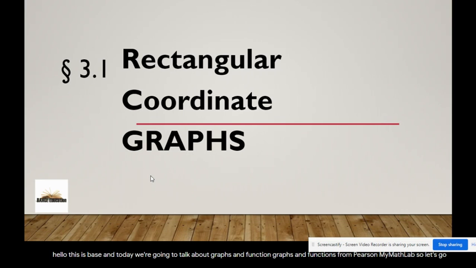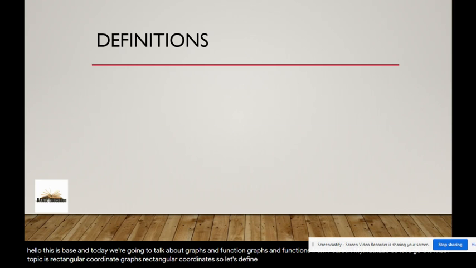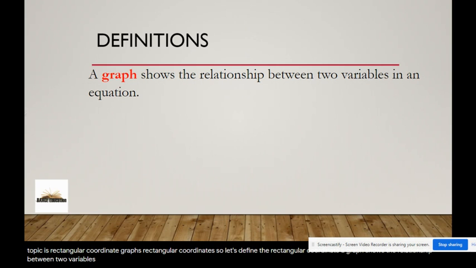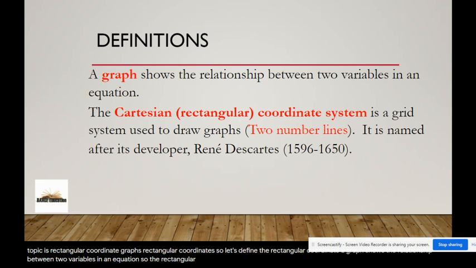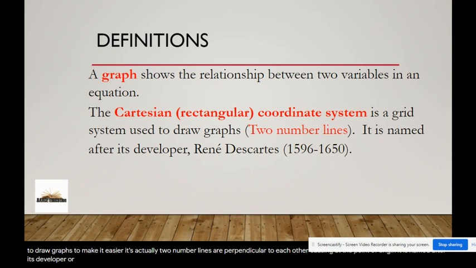So let's go. The main topic is rectangular coordinate graphs. Let's define the rectangular coordinate. A graph shows the relationship between two variables in an equation. The rectangular coordinates, also called the Cartesian coordinate system, is a grid system used to draw graphs. To make it easier, it's actually two number lines that are perpendicular to each other, crossing at the point of origin. It is named after its developer, René Descartes.